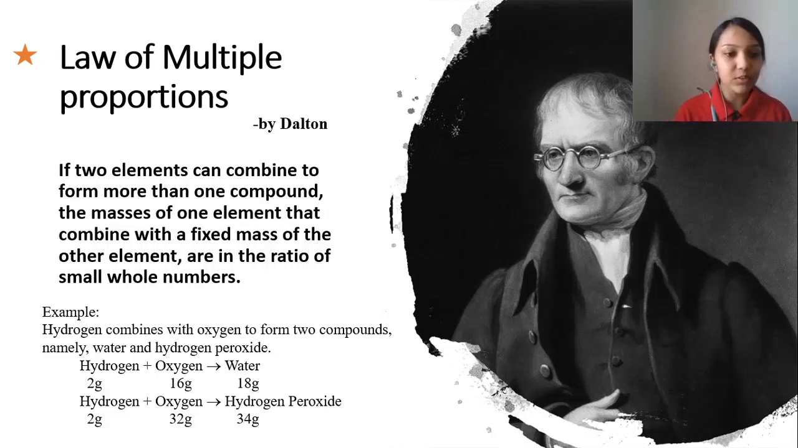So for example, let us consider hydrogen combining with oxygen to give a water molecule and to give hydrogen peroxide. In case of water, 2 grams of hydrogen combines with 16 grams of oxygen. And in case of hydrogen peroxide, that is H2O2, 2 grams of hydrogen combines with 32 grams of oxygen. In this case, we see that hydrogen has a fixed mass, that is 2 grams, right? Whereas the mass of the oxygen is 16 grams and 32 grams, that is in the ratio 1:2.